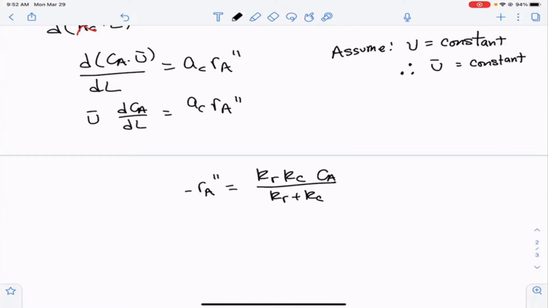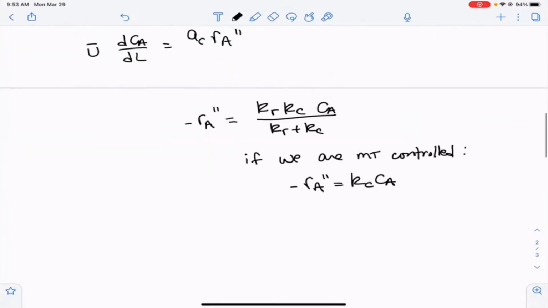But if we are mass transport controlled, this simplifies to something very simple. And in a case where kR is much greater than kC, this actually simplifies to minus rA double prime is equal to kC times CA. And of course, we're trying to talk about how mass transport is going to affect our reaction. So this is the case that is at least the most interesting to us.